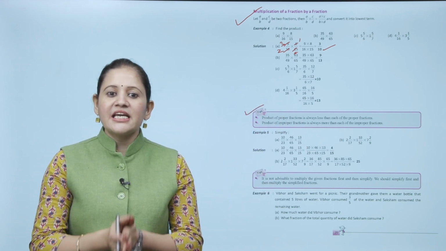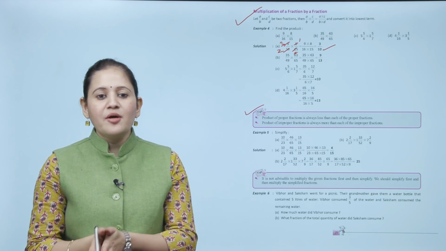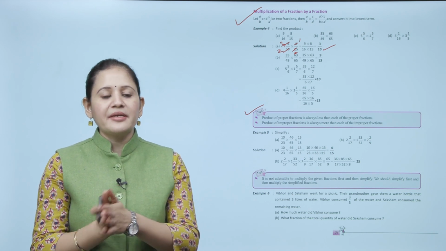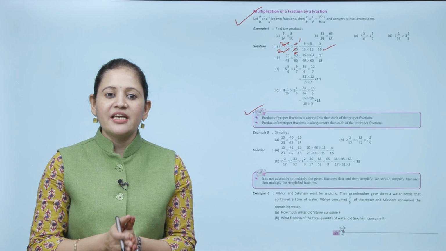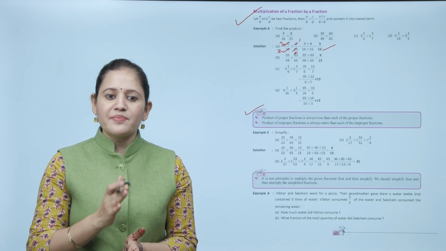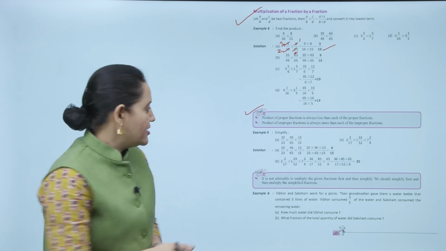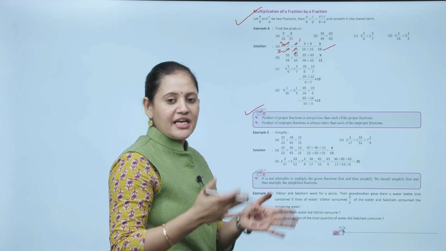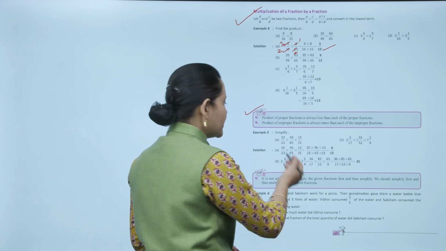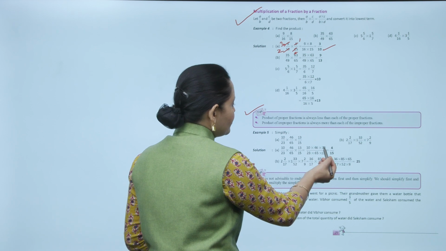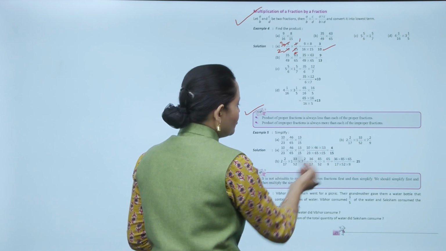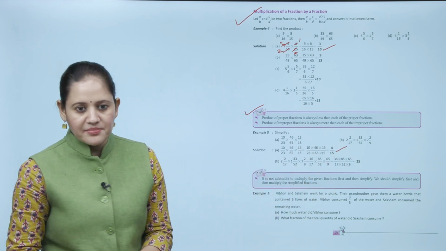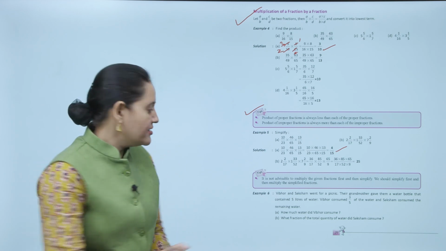Product of proper fractions is always less than each of the proper fractions. Product of improper fractions is always more than each of the improper fractions. Take an example. Simplify 10 upon 23 multiply 46 upon 65 multiply 13 upon 15. So multiply all these fractions. Numerator को numerator से multiply करेंगे and denominator को denominator से and lowest term में change करेंगे. So 10 into 46 into 13 upon 23, 65, 15. So answer will be 4 upon 15. It is in lowest term. Clear? Next, again some tips are given.